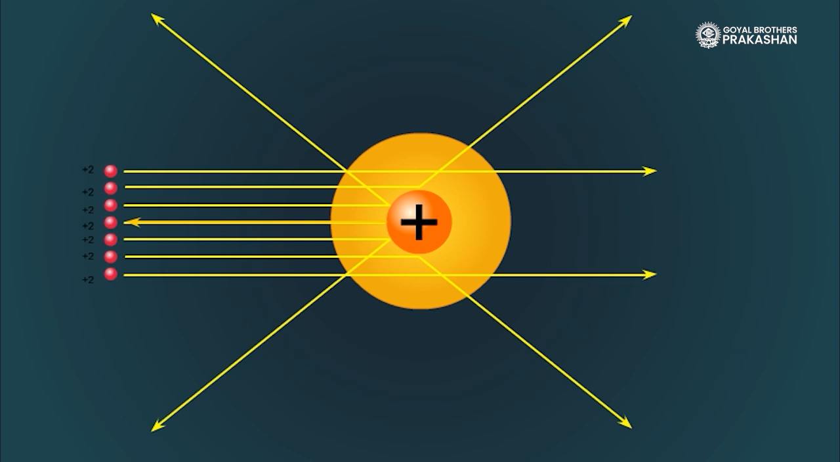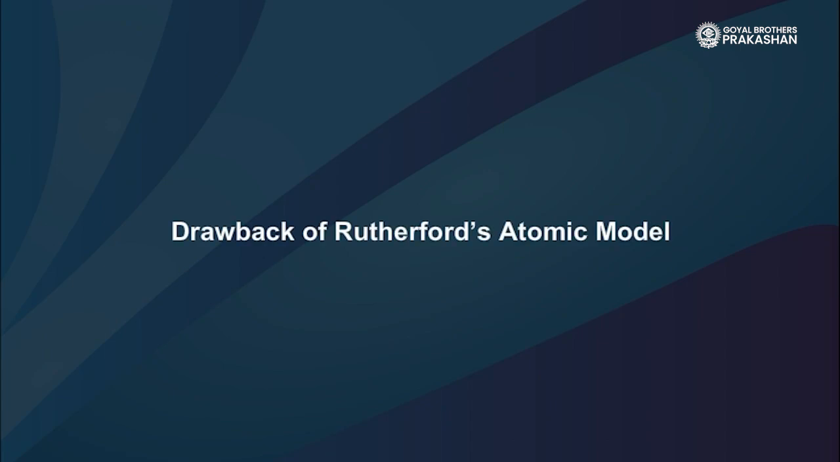The nucleus of an atom is positively charged. The atom, on the whole, is relatively empty, and the positively charged mass in the nucleus is concentrated over a very, very small space. The nucleus of the atom is very dense and hard. The angle through which alpha particles get scattered depends upon the angle at which they approach the positively charged nucleus of the concentrated mass. Drawback of Rutherford's atomic model.